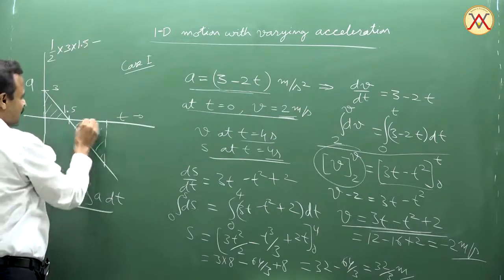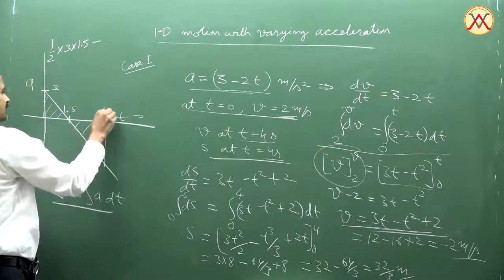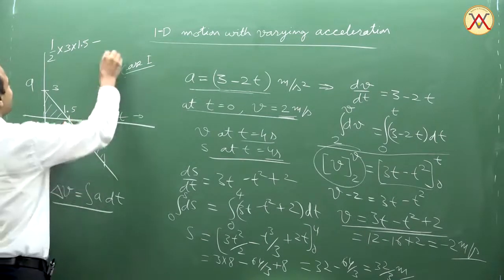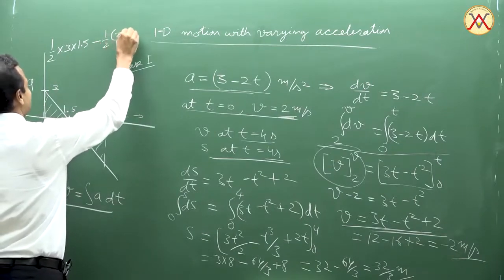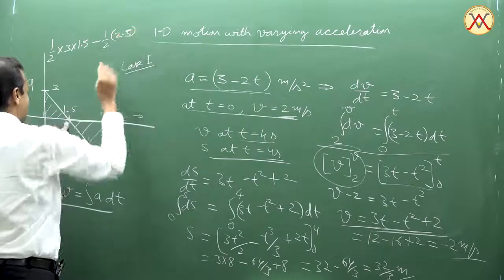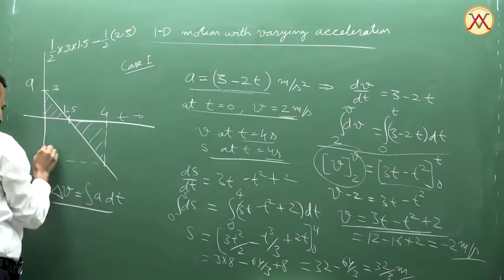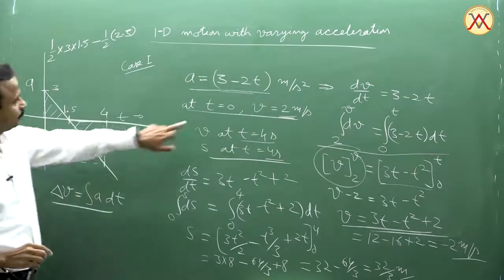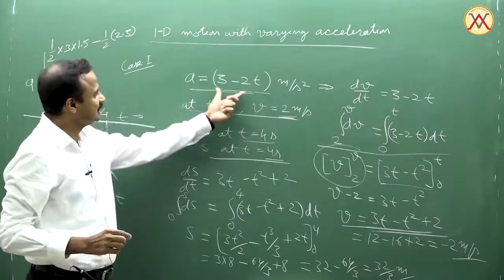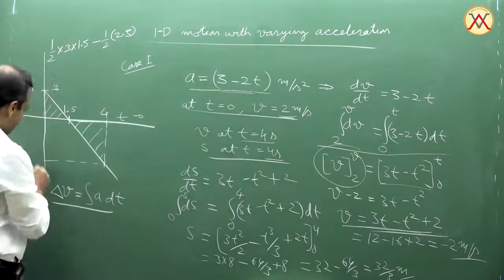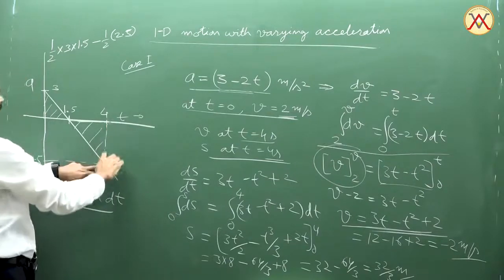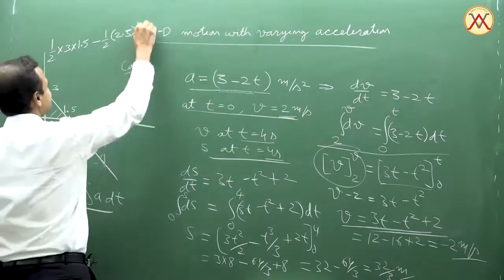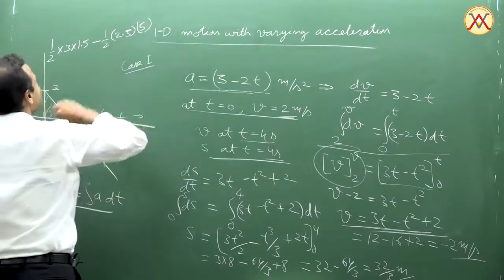And we have to subtract this area. This is 4 seconds, so this is 2.5. So half multiplied by base is 2.5 multiplied by height. What will be the acceleration at t equal to 4? You can put t equal to 4 in this expression. So you are getting minus 5. Acceleration here is minus 5. So the height of this triangle here is 5.